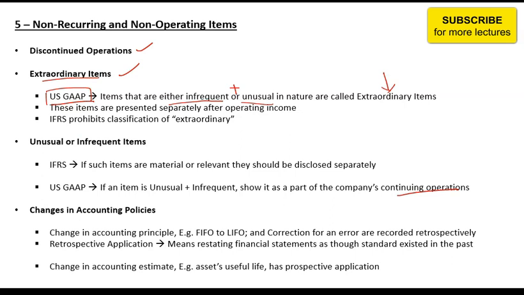Under IFRS, if there is any unusual or infrequent item, it should be reported separately as a separate line item, so that analysts know what is unusual and are able to remove it from their analysis. So when you are analyzing companies reporting in IFRS and in US GAAP, you should ensure that you have made the right adjustments for extraordinary items or unusual and infrequent items.